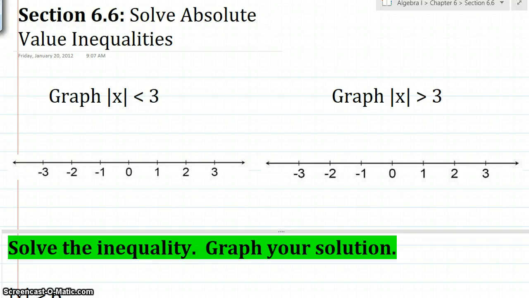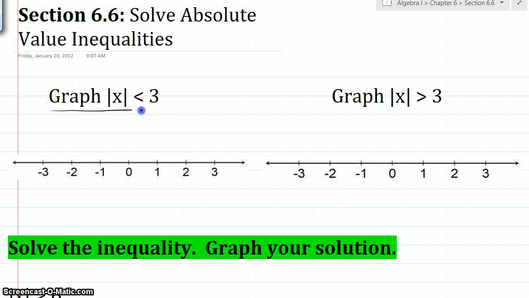Section 6.6 is on solving absolute value inequalities. So now we have absolute values and inequalities. So you're going to have more than one solution because now we have our inequalities back, not an equation. So here's an example of something that's less than and something that's greater than using absolute values.